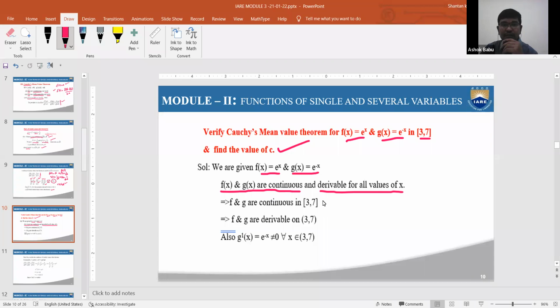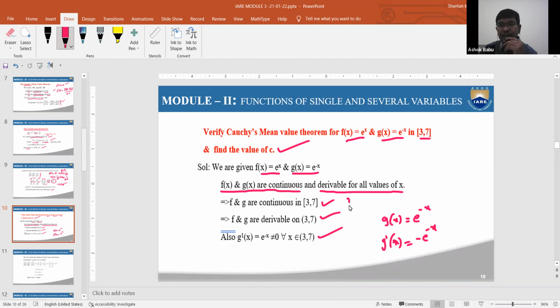Now, f comma g are continuous in the closed interval 3 comma 7, and moreover the derivative also exists in the open interval 3 comma 7. For g dash of x we need to check the third condition. Given g of x is equal to e power minus x, therefore g dash of x is equal to minus e power minus x, which is clearly not equal to 0 for all values in 3 comma 7. Therefore, the three conditions are satisfied: one is continuous, second is differentiable, and g dash of x is not equal to 0, with limits 3 comma 7.